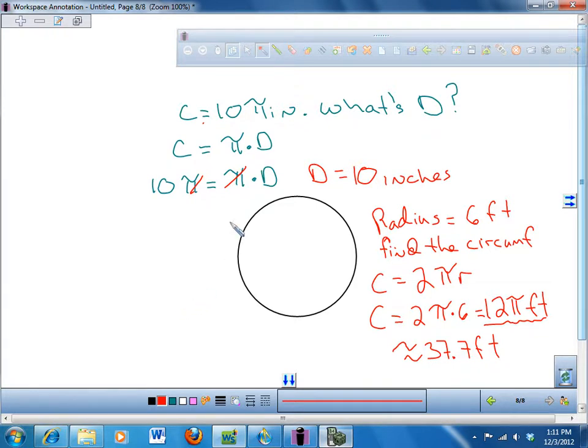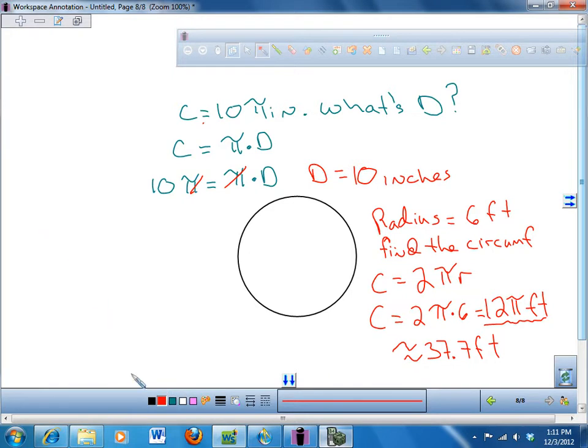So say they did something like this, the circumference. Do you multiply the 2 times the 6 first and then times pi, or do you do 2 times pi times 6? It doesn't matter, okay? Multiplication is commutative, and associative, so it doesn't matter which order you do it in, okay?